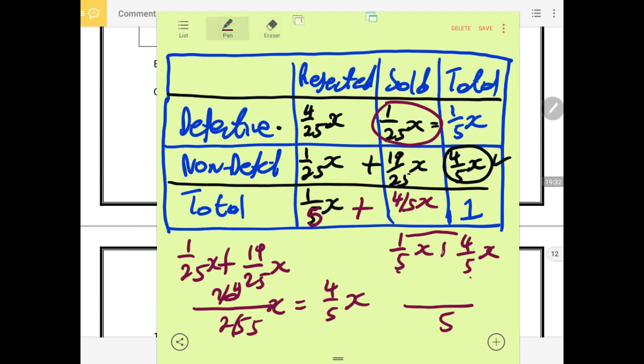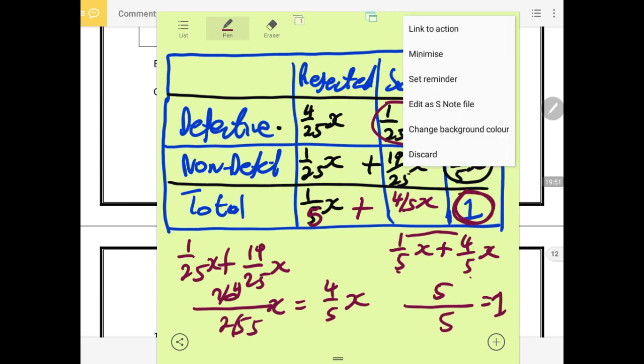So now our sign is a plus because we are adding those that are rejected in total and those that are sold in total to give us the total of our light switches. So 4 plus 1 will give us 5. 5 over 5 is equal to 1, and exactly that becomes 100%.